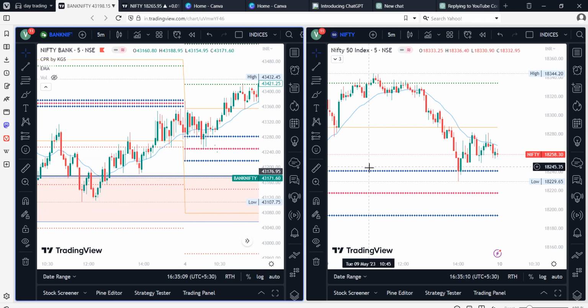Now what is the final part? I have explained with examples what the 20 EMA is and how you can use this 20 EMA with the institutional investors.